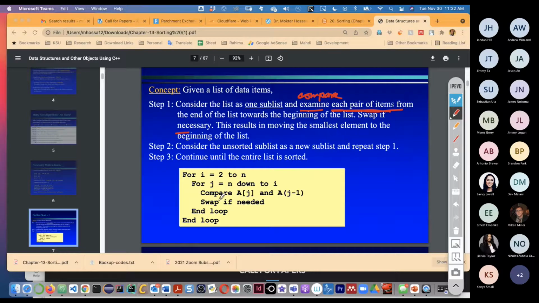So this is compared: A[i], A[j], and A[j minus 1]. You can go either way, from top to down, or 1 to n or n to 1, whatever you say. And then swapping is needed. Since there is one for loop within another for loop, its time complexity will be big O of n times n, that is big O of n squared. For large n, it will take a long time.